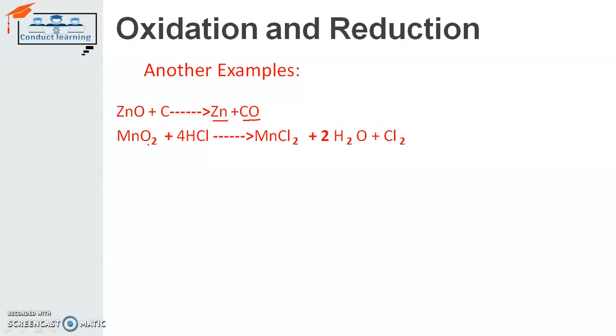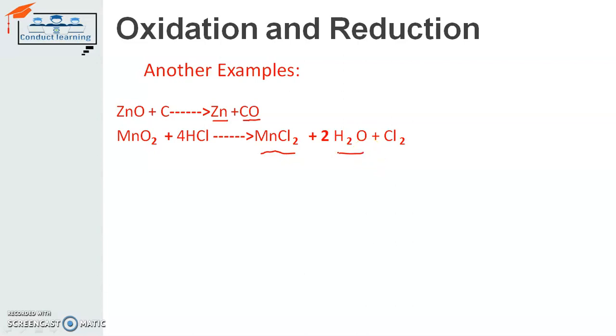Next example is magnesium oxide and HCl. In this particular example, we found magnesium chloride, water and chlorine. In this particular example, magnesium is getting reduced because oxygen is removed from this, and hydrogen is getting oxidized because oxygen is added in this. So in this example, magnesium is getting reduced and hydrogen is getting oxidized.